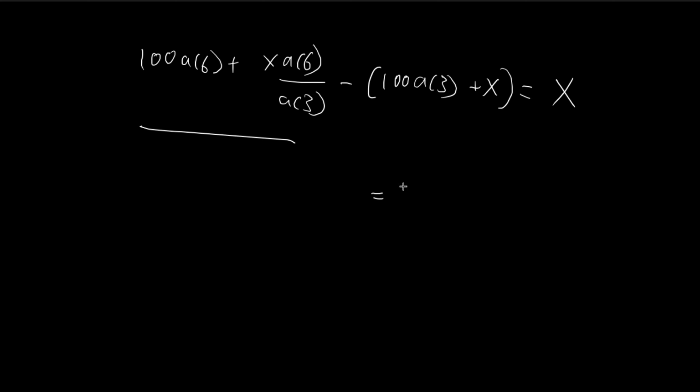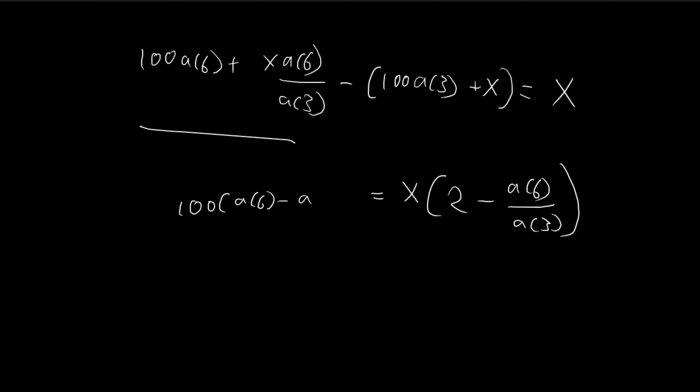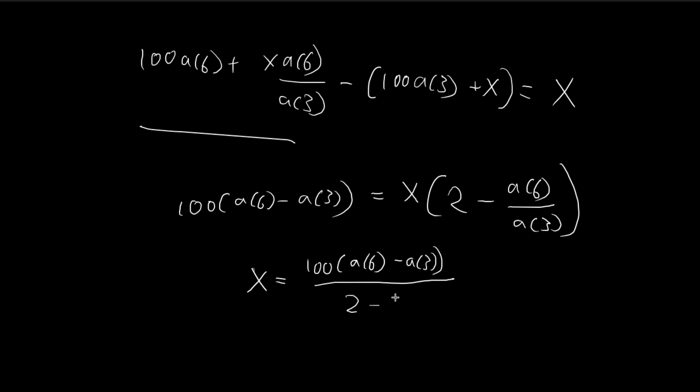So let's move everything that's related to x to the right hand side. So we have 2 of these x's, and then you minus a(6) divided by a(3). And then for this side we have 100 times a(6) minus a(3). So you see that x is equal to 100 times a(6) minus a(3), divided by 2 minus a(6) divided by a(3).